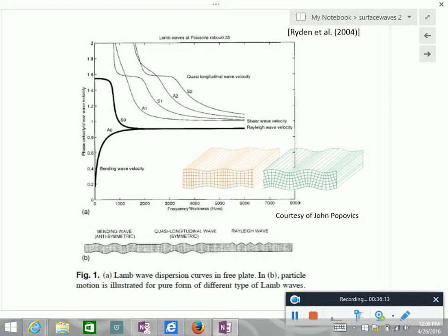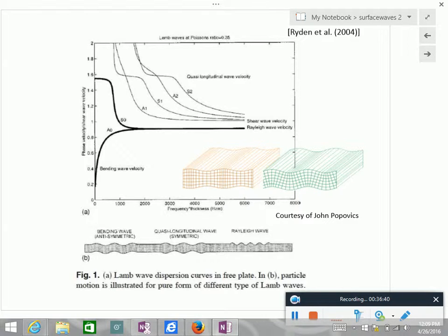When you have a plate and you have propagation of waves through this plate, the P wave and S wave, they get reflected from both surfaces. And the stress on both surfaces has to be always 0. Because of that, you have a very complex wave propagation inside the plate.